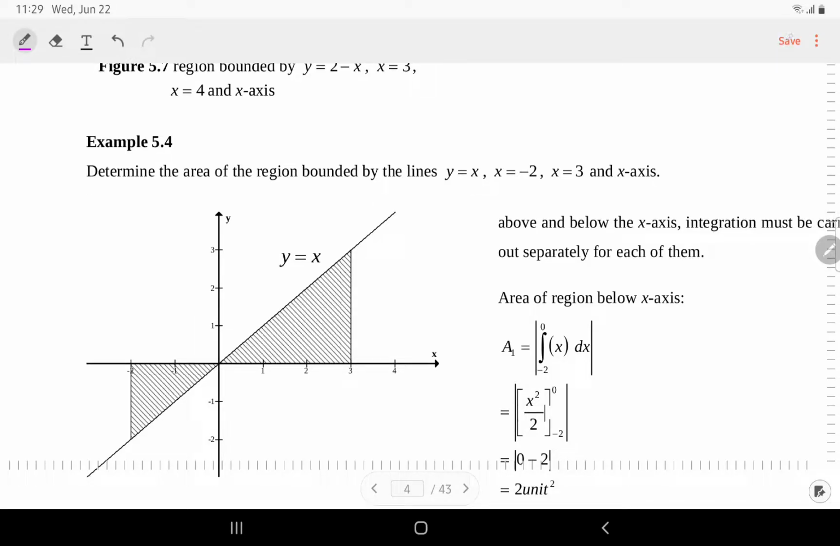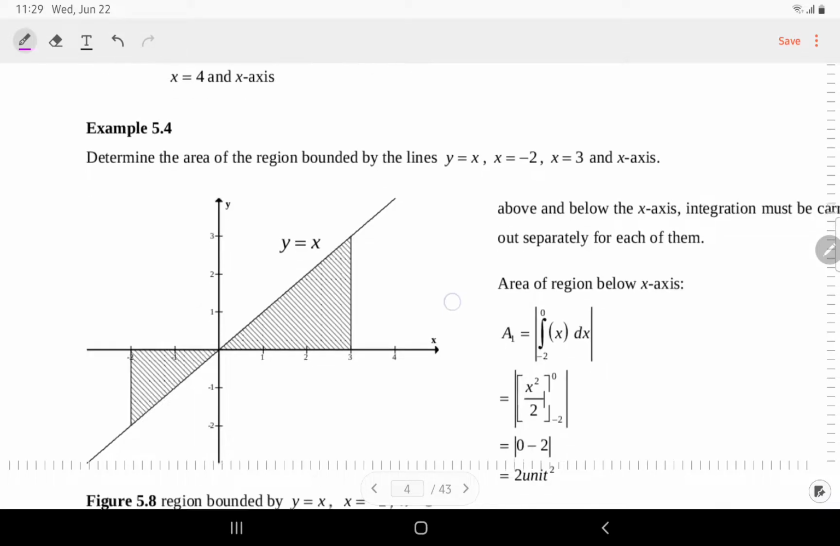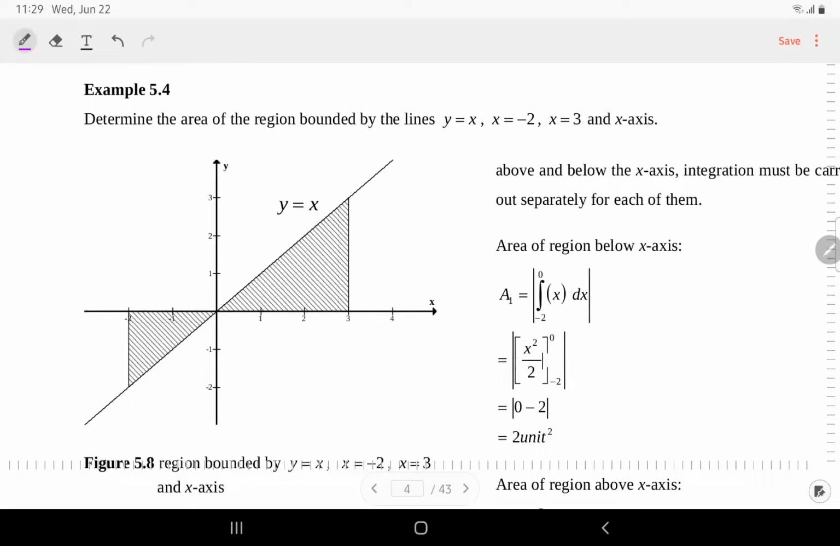Okay, determine the area of the region bounded by this line. So dekat sini ada two shaded regions. The shaded region is bounded by this line, which is y equal to x. Okay, ini pun dekat sini, y equal to x.